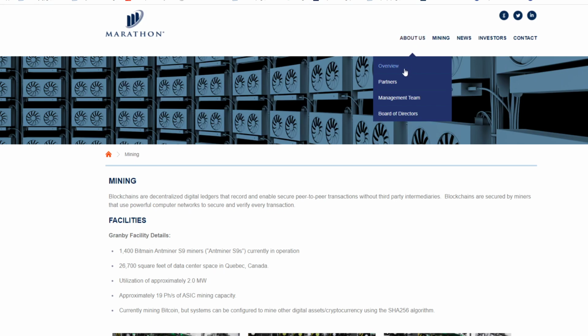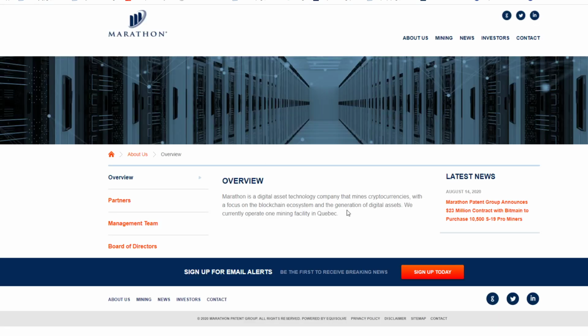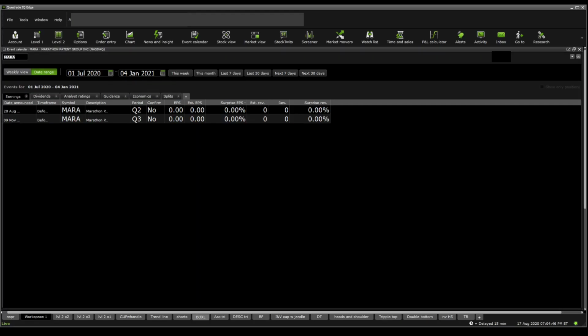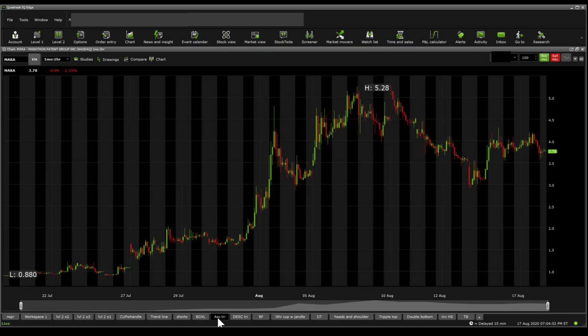In terms of an overview of the company itself, they mainly go on with mining cryptocurrency with a focus on the blockchain ecosystem and generation of digital assets. We're currently operating one mining facility in Quebec, so it has Canadian operations. Now, another thing for this stock is that it has been trading where if Bitcoin does jump higher, it does trade higher. And so a lot of people are asking, okay, Bitcoin crossed the $12,000 point for one Bitcoin. Why did the stock still dip after that?